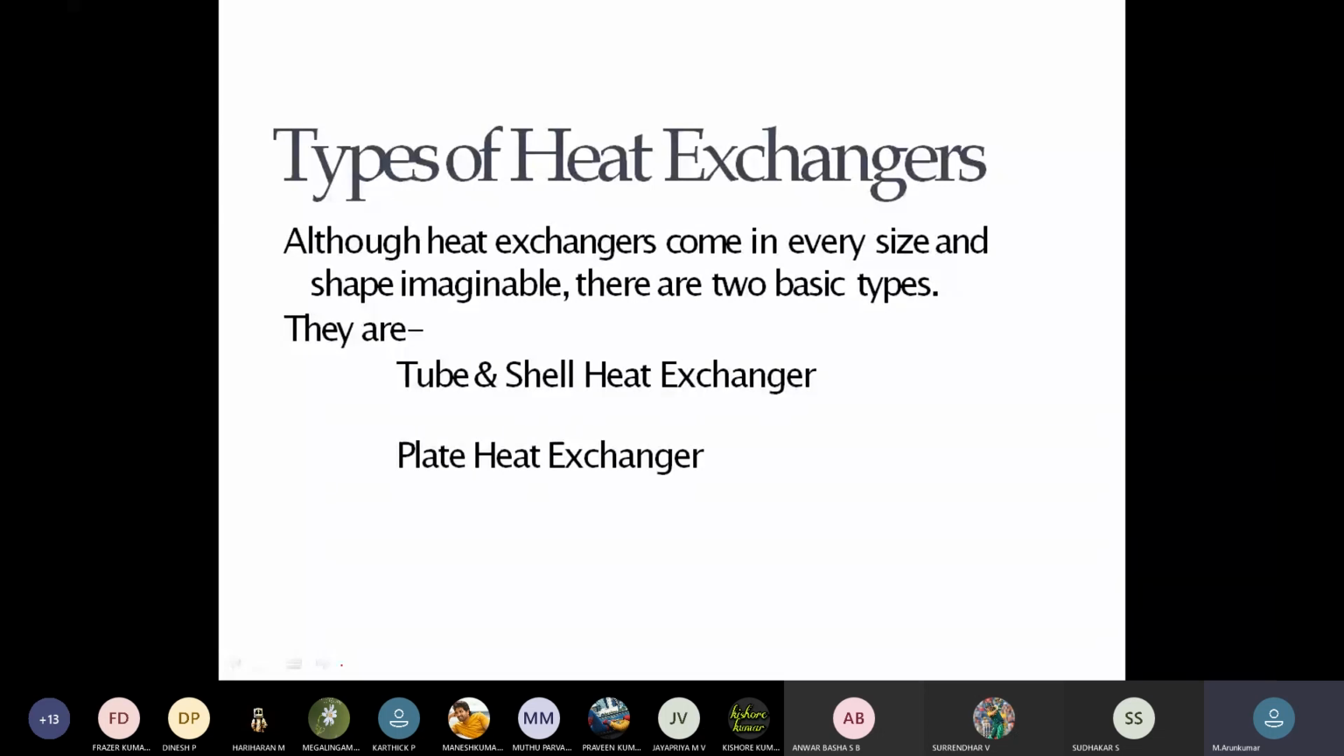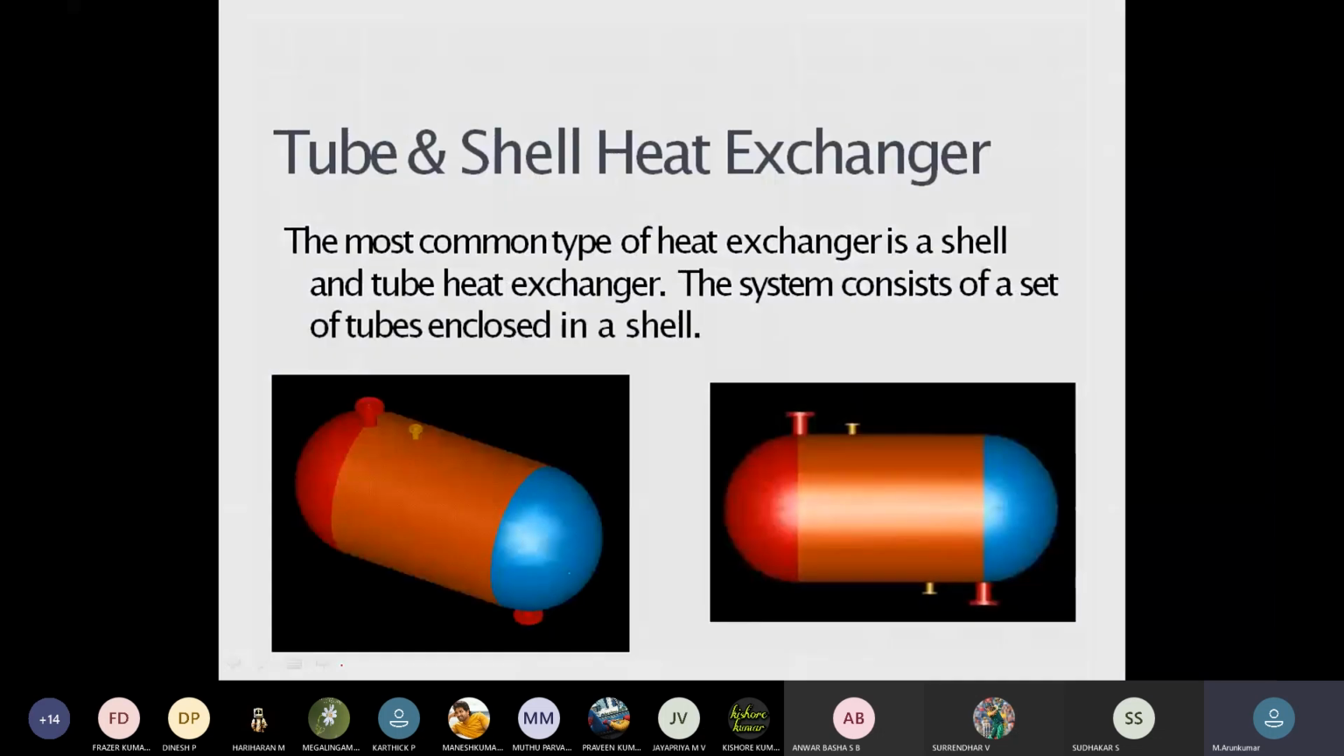Then the one is the tube and shell heat exchanger. Then we have another type, the plate heat exchanger. So these are mainly the basic types of heat exchangers: the tube and shell heat exchanger, then the plate heat exchanger.